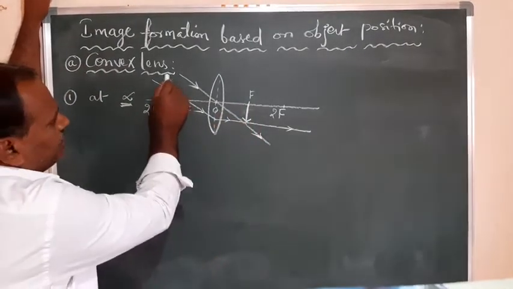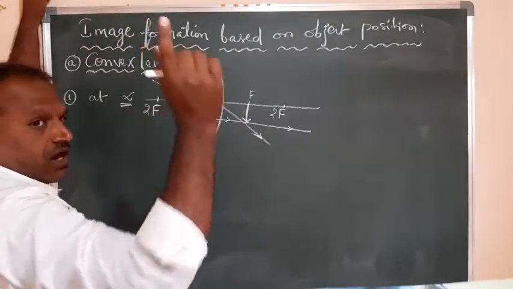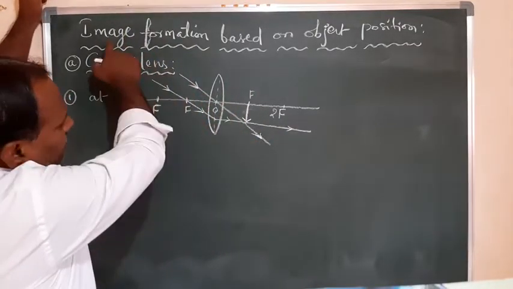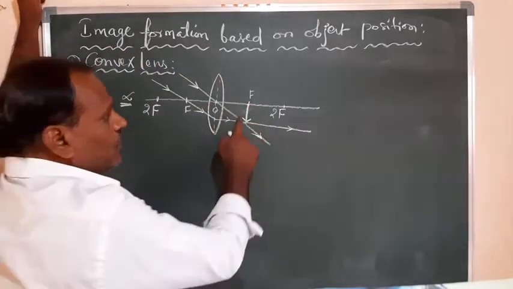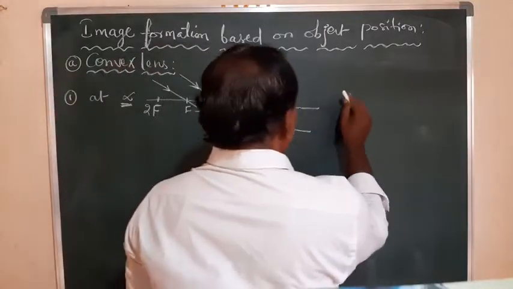So this object is at infinity. These rays are coming from a large distance, and they never intersect because they are parallel to each other, which represents that the object is at infinity. When the object is at infinity, where do you get the image? At the focus. Right? So what is the nature of this image?